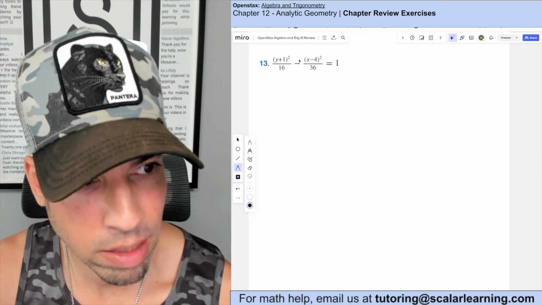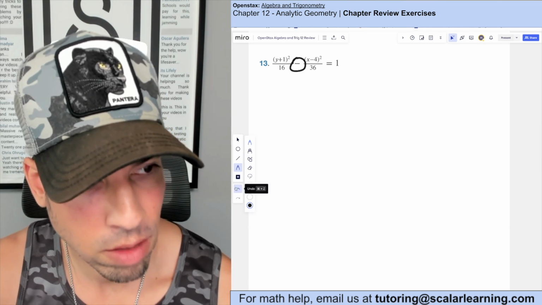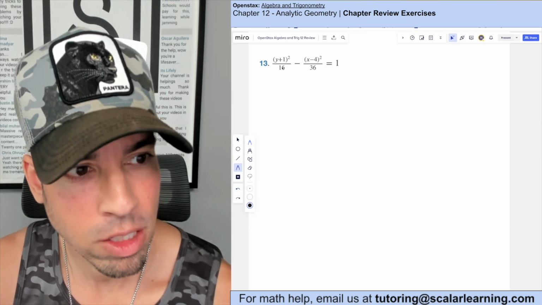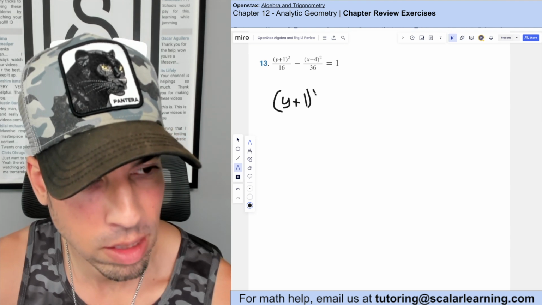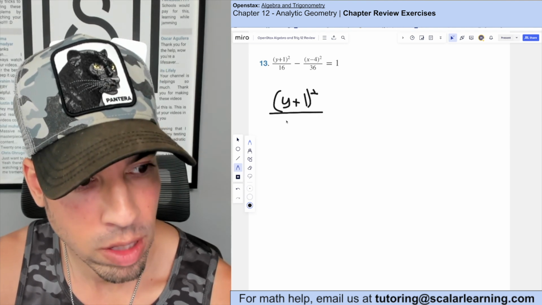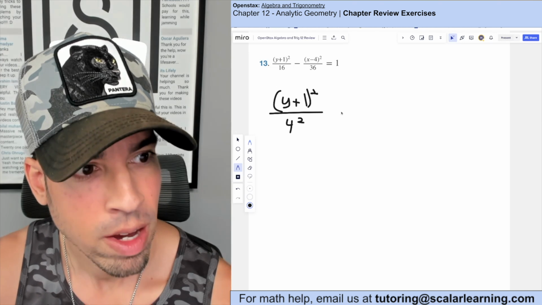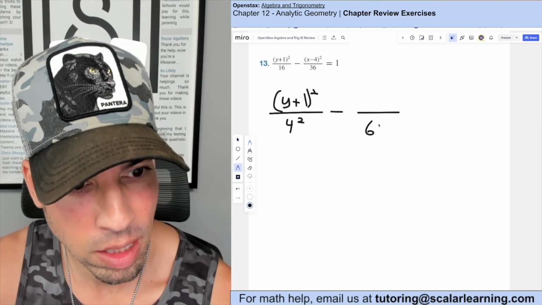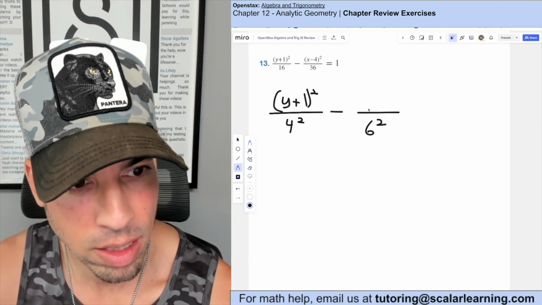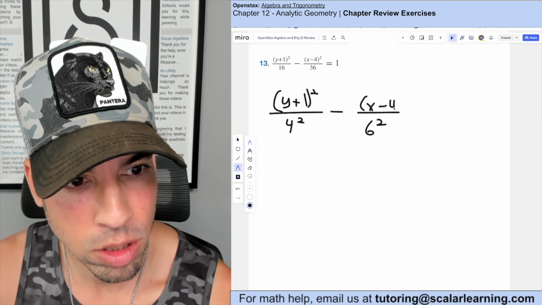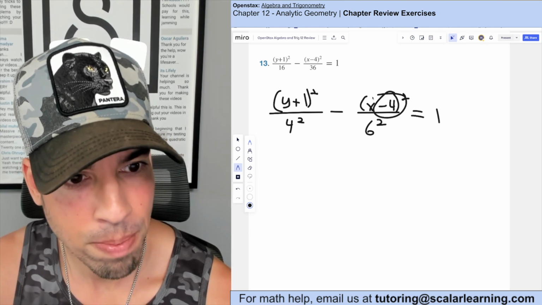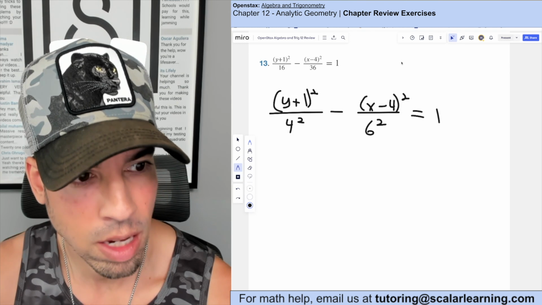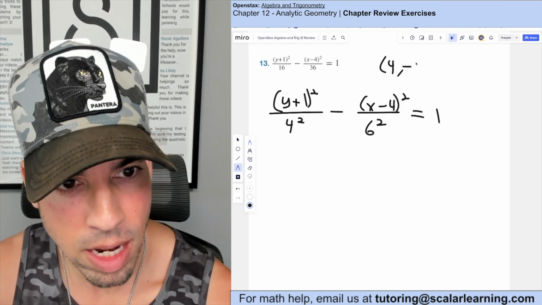Notice the only real difference is that we got a minus instead of a plus compared to an ellipse. But this is pretty much in standard form. All we're going to do is replace that 16 with the square root of that squared, 4 squared. And then this one is going to be 6 squared, right? The square root of 36 is 6. And then we're pretty much good to go here because we can already see that the center is going to be the opposite of this, comma, the opposite of this, aka 4, comma, -1.